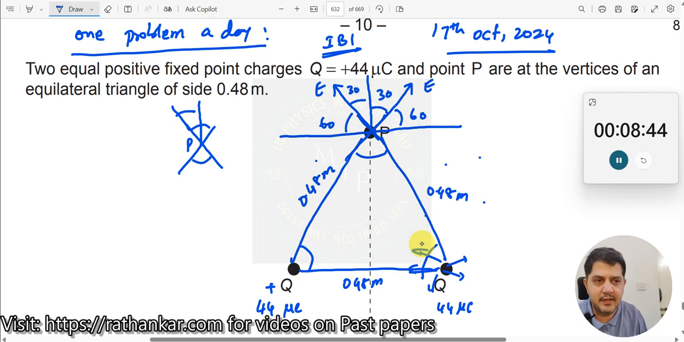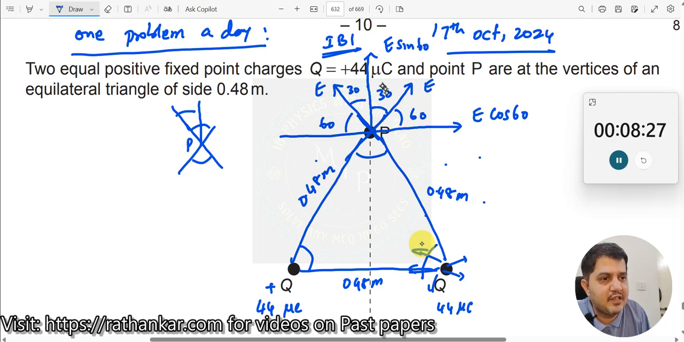Once we are done, we can start resolving this vector E. We resolve it along the x-axis as E cos 60, and along this axis as E sin 60, or maybe E cos 30 or E sin 60. I have done it for one vector. Now similarly I will do it for this vector also. I'll just erase this IB1 here.